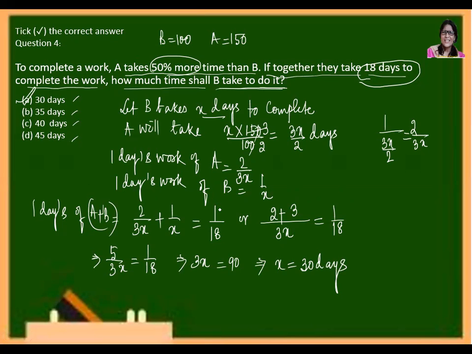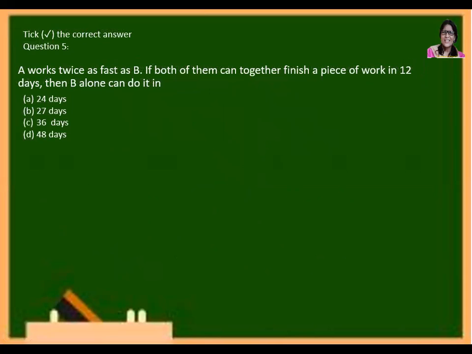So we got question number 4. 4 questions we finished. Now coming to question number 5. A works twice as fast as B. If both of them together finish a work in 12 days, then B alone can do it in how many days? So the question is about B, so I'll let B alone finish the work in x days.